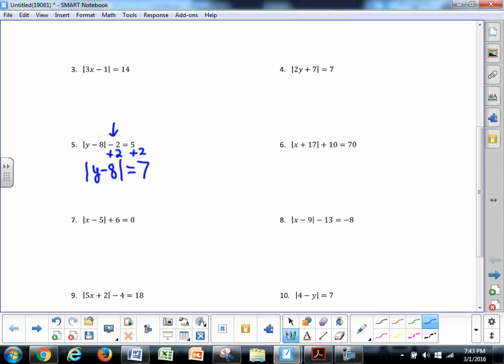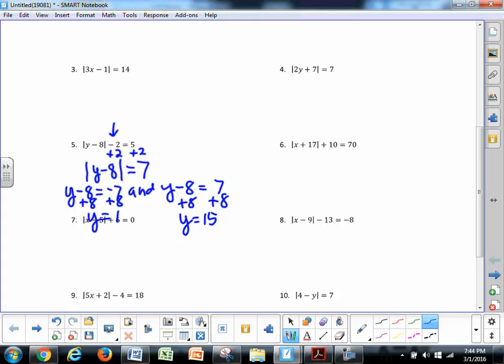We have the absolute value all by itself. We can go ahead and write our 2 equations. y minus 8 is equal to negative 7, and y minus 8 equals 7. Adding 8 to both sides gives us y equals 1, and y equals 15.